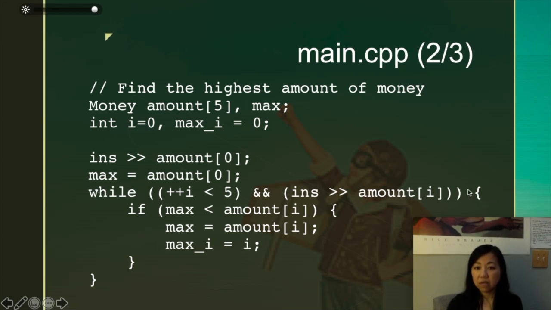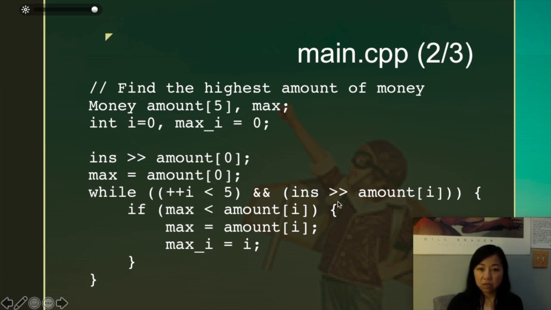So to talk about this line of code, what it does is it first increments i by 1. So now after this, i will equal 1. And then because i is smaller than 5, and when we try to read in the amount, it also will return a boolean of true. So both are true. True and true equals true, so it will go in here, the body. So if max is smaller than the number that we just input, it will set max equal to the amount, and set the maximum index equal to i.